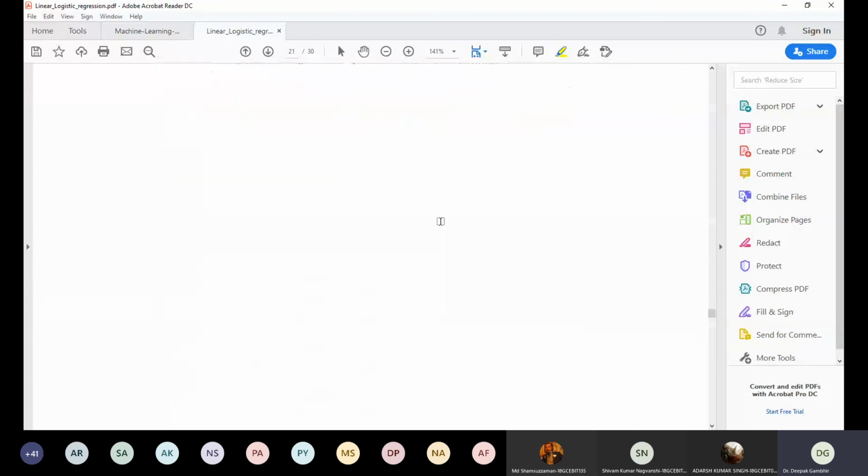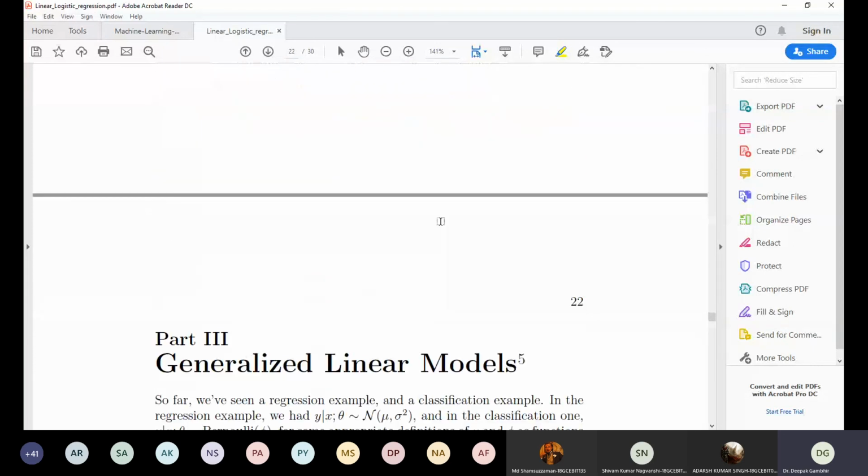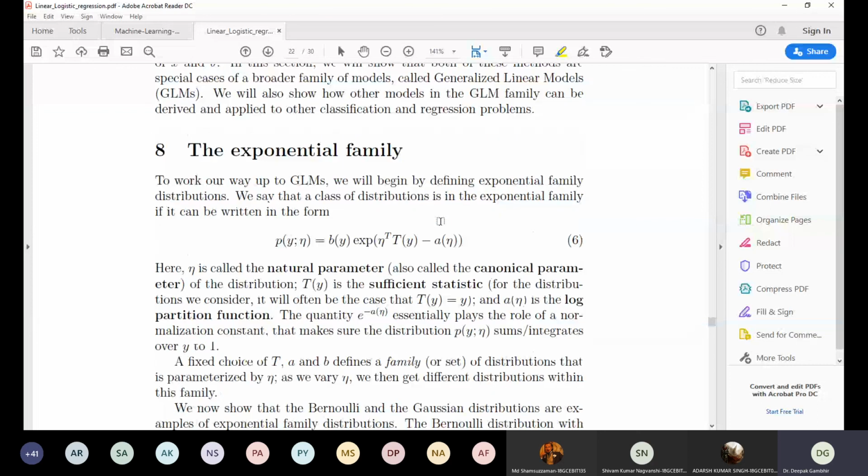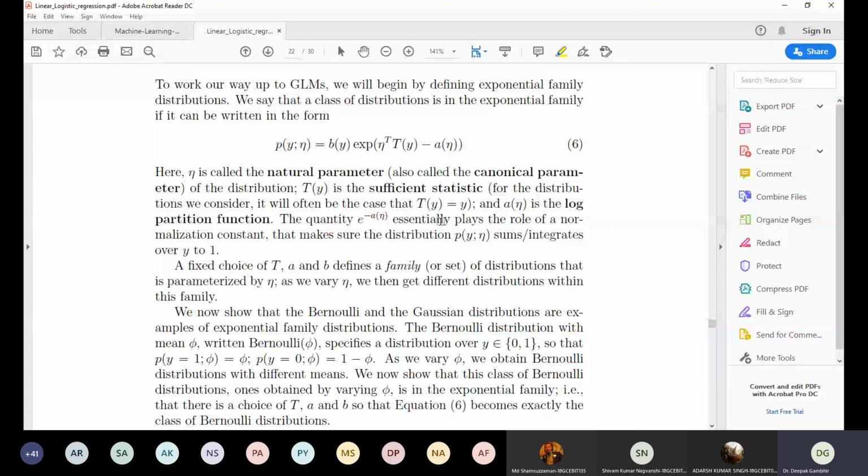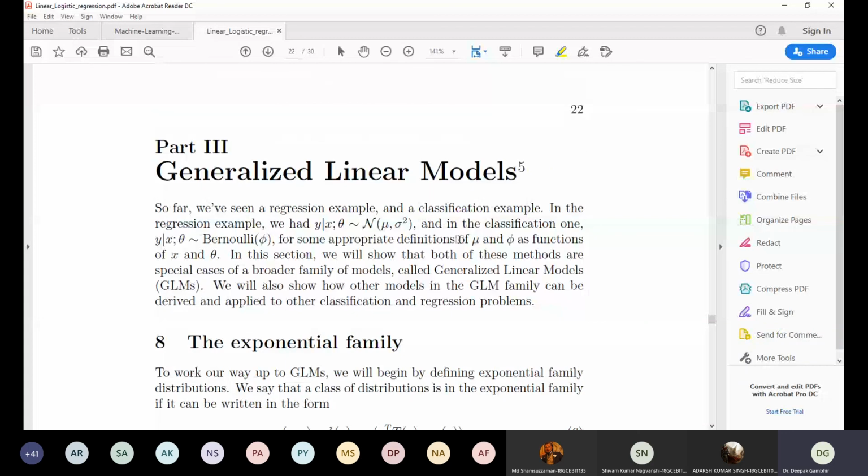You should not take it as that linear. So this is not part of this course, generalized linear models.